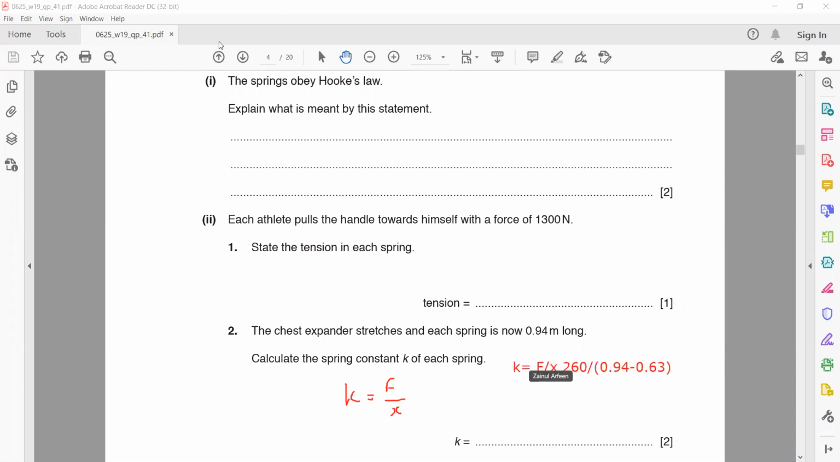To three significant figures, 839 Newton per meter, which is about 840. So 839 Newton per meter. Because it is k, the unit of force is Newton and the SI unit of extension is meter, so it is Newton per meter.